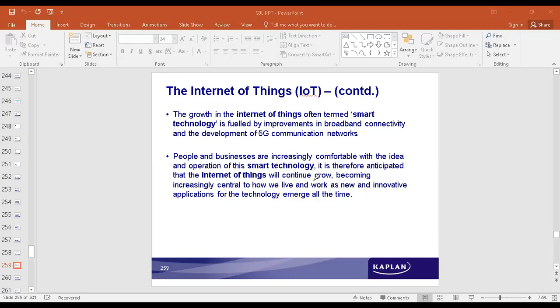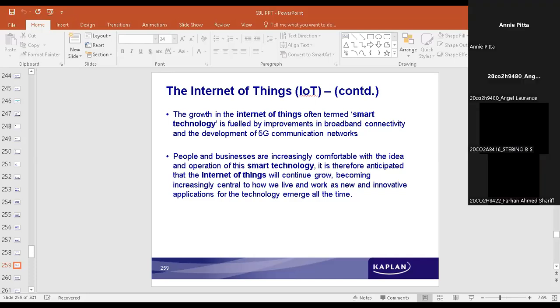It is anticipated that the Internet of Things will continue to grow, becoming increasingly central to how we live and work, as new and innovative applications for the technology emerge all the time. In simple terms, any smart device with built-in software and connected to the internet can be remotely operated, for better security. We call that IoT. Anything we can still operate or give a set of instructions to from a remote location, we can call IoT, Internet of Things.